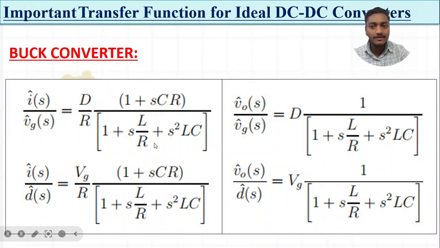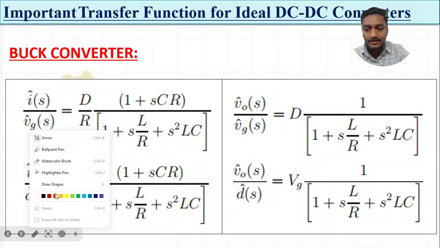So we have derived a few transfer functions. Now these are the important transfer functions of the buck converter using small signal modeling. Now what transfer function do I want? I want V naught by IL, right? So where is V naught by IL? Directly we don't get V naught by IL.